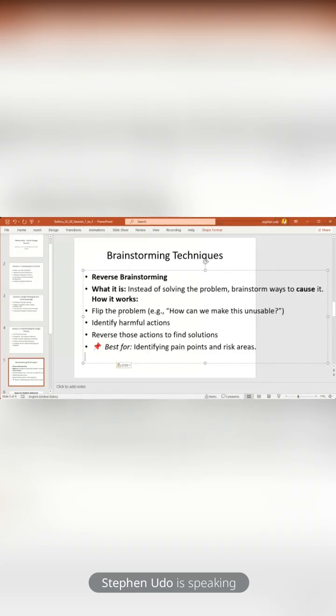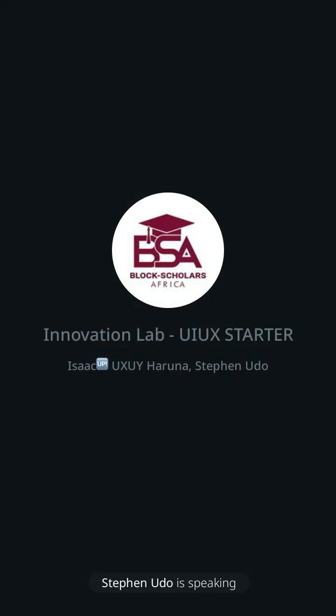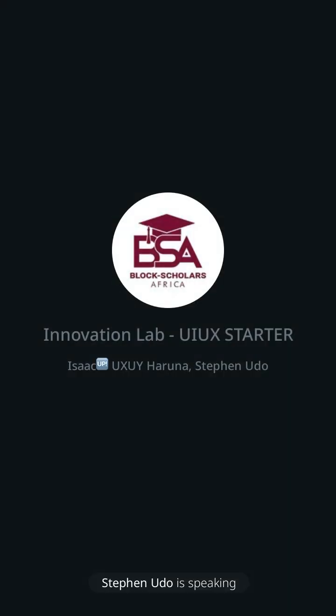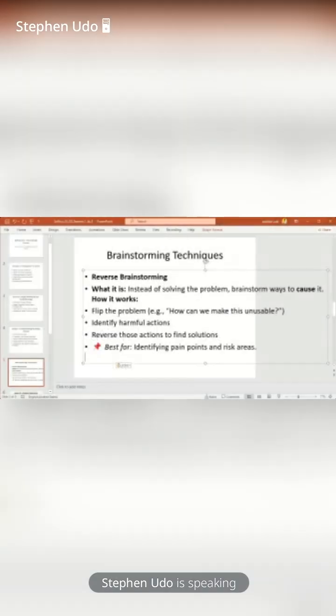First of all, government policy. The other way is the inability of banks to meet up with the required technicalities to do that. You understand? So you brainstorm in reverse: instead of brainstorming ways to solve the problem, you brainstorm ways to cause that problem. From there, you can now do what you want to do.